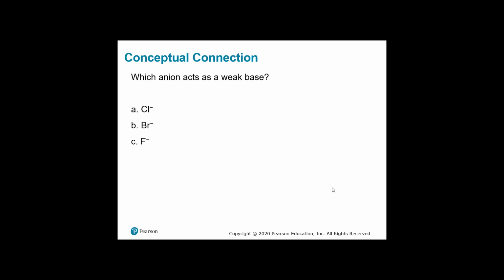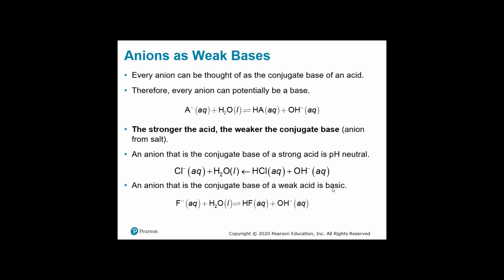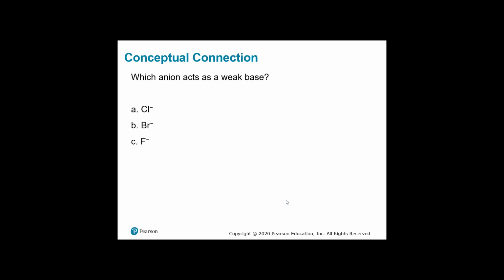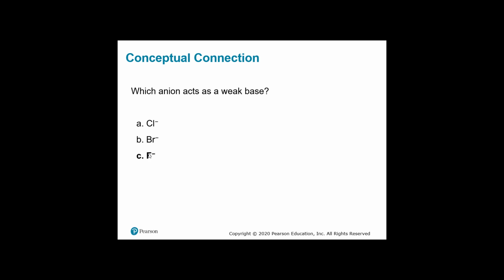Okay, so which anion acts as a weak base? So remember, a weak base, if we look here, an anion that is the conjugate base of a weak acid is basic. So if we're looking at the anion, we want to look at something that is part of a weak acid. So the weak acid, the anion is going to be a weak base. So in this case, it's not going to be HCl or bromide, it's going to be the fluorine, because fluorine is a part of a weak acid, so the anion is going to create a weak base.